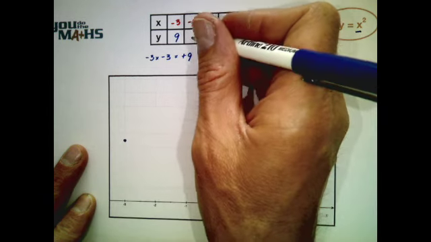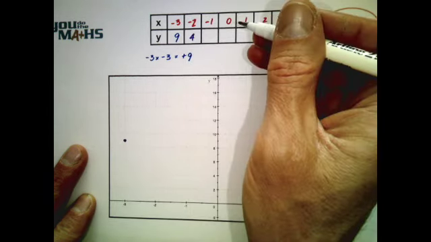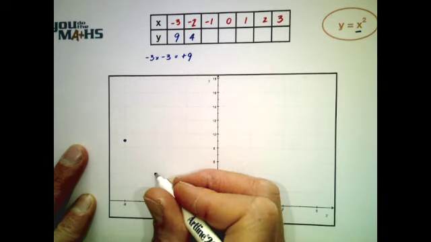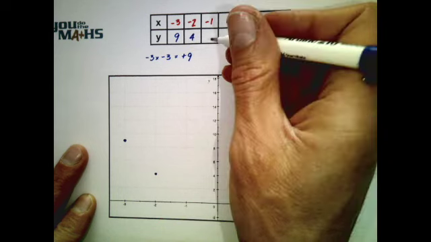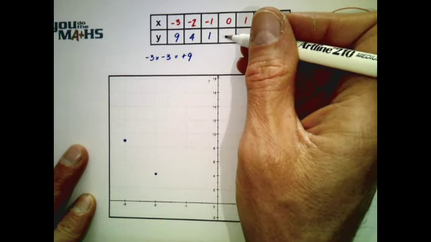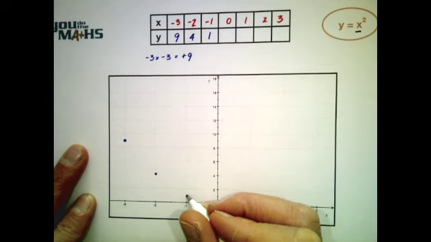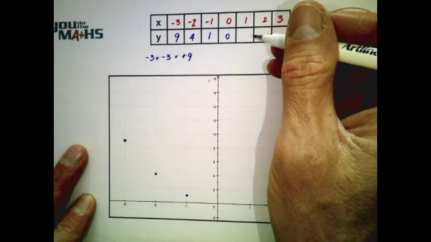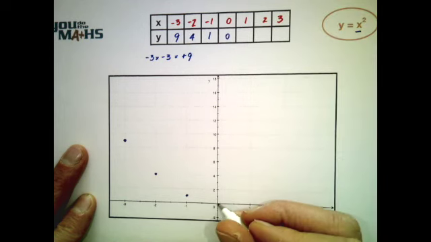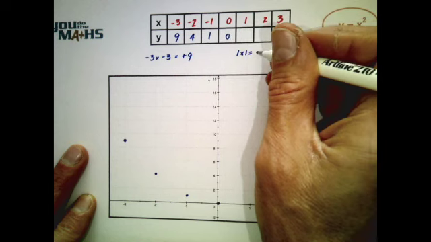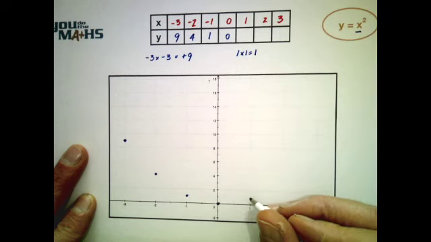And then we'll go back to the table and do -2 by -2, which is +4. So at x equals -2, the y value is 4. Following on from there, -1 by -1 is +1. Again, we'll plot that point at -1, 1. 0 squared is just 0. One multiplied by 1, or 1 squared, is equal to 1.